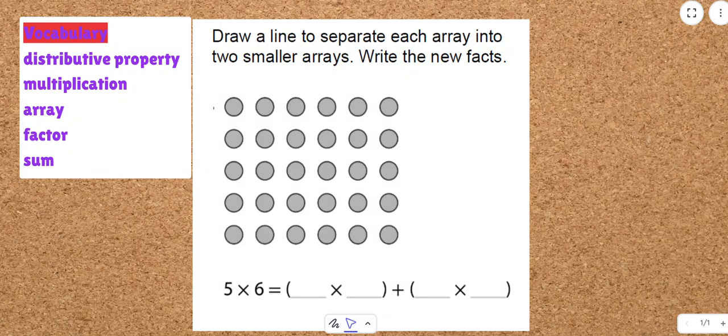The distributive property is a complex skill for the students to grasp. Actually, this is our second week doing it, so we want to make sure that we revisit it this week, and that we get some homework sent home and more practice in class. But I just want to go over some of the main vocabulary words that we're looking at in math: distributive property, multiplication, array, factor, and sum.